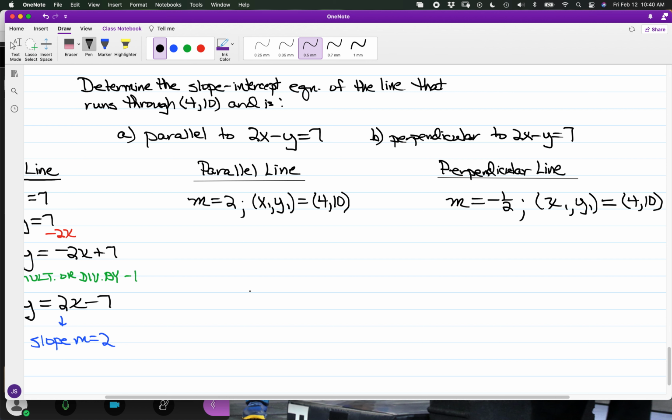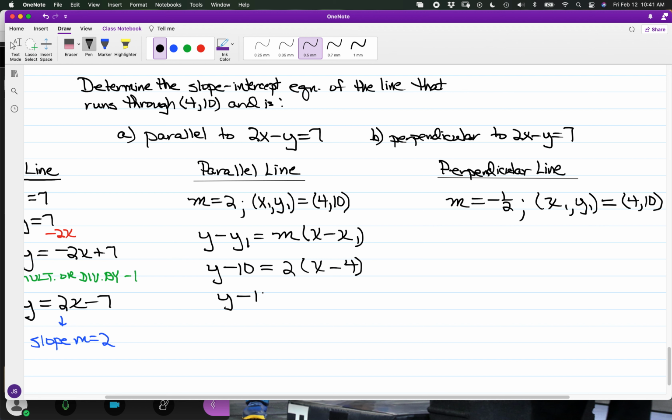And so for the parallel, utilizing once again the point slope formula, we have y minus y1, so we're going to have y minus 10 equal to 2 times the quantity x minus 4. So this is our point slope equation for the parallel.